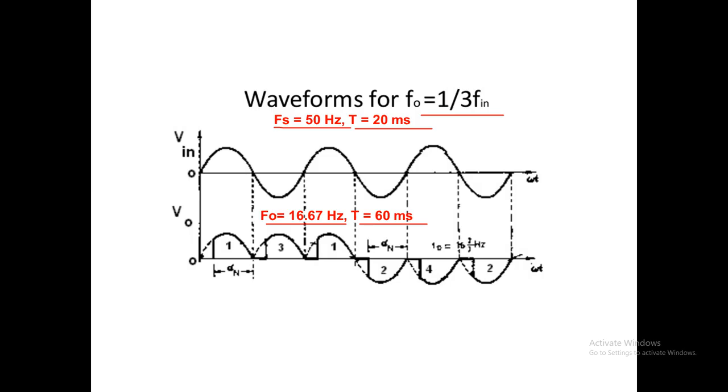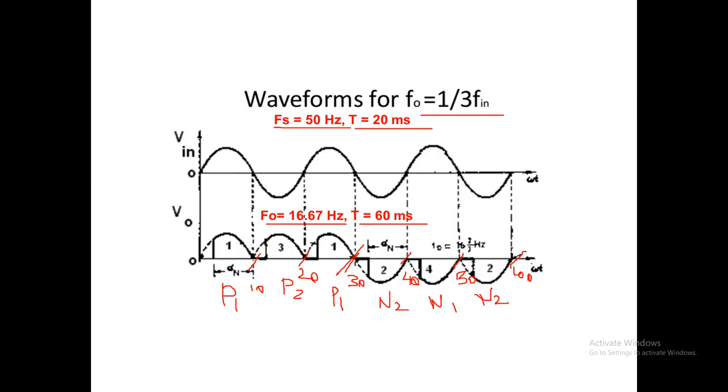So for the first one, P1 will be conducting, again P2, and again for 10 milliseconds P1, and then N2, and here N1, and again the third one is N2. So for 0 to 10 milliseconds P1, for 10 to 20 milliseconds P2, and 20 to 30 milliseconds again P1, 30 to 40 N2, 40 to 50 N1, 50 to 60 again N2.